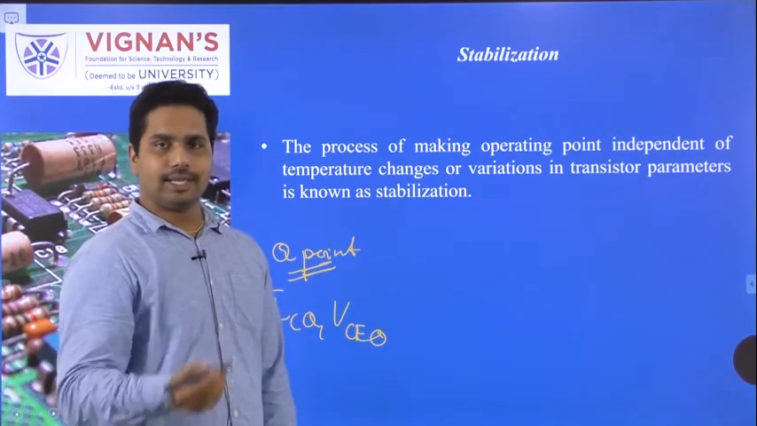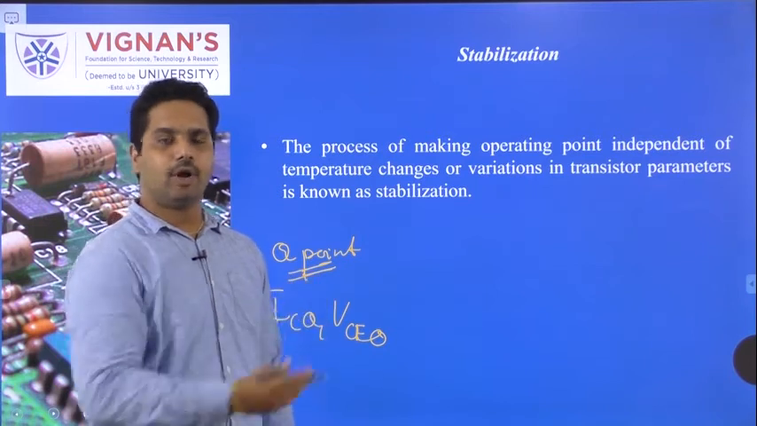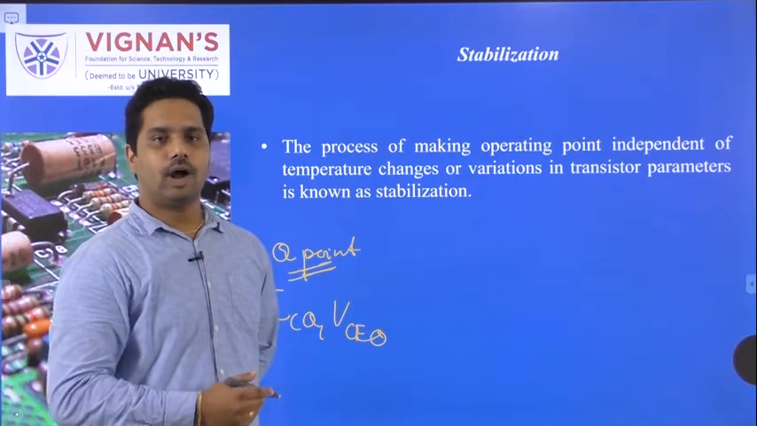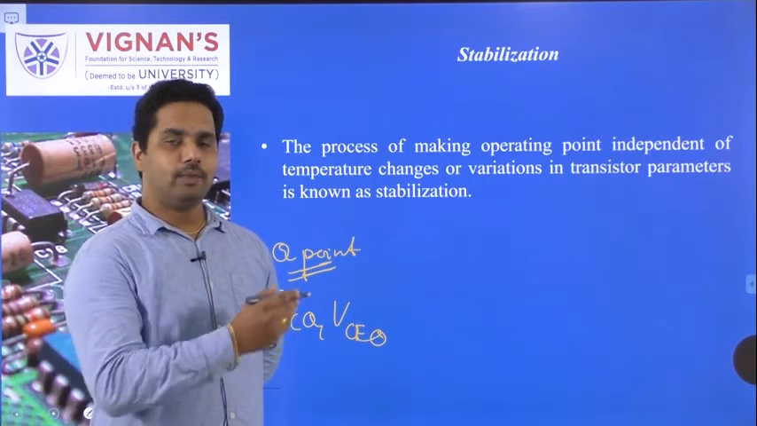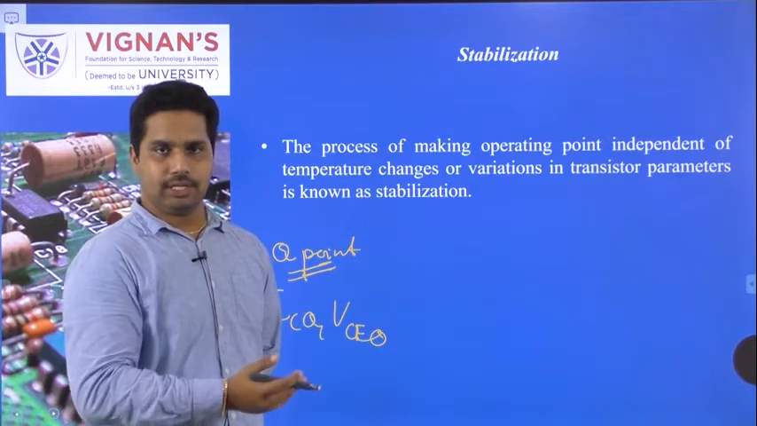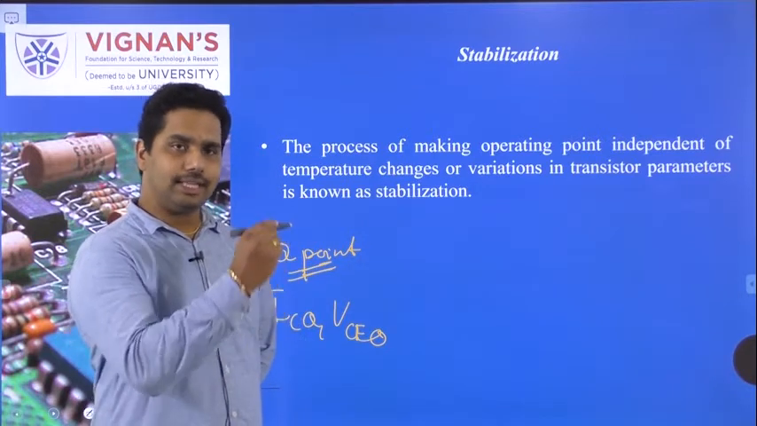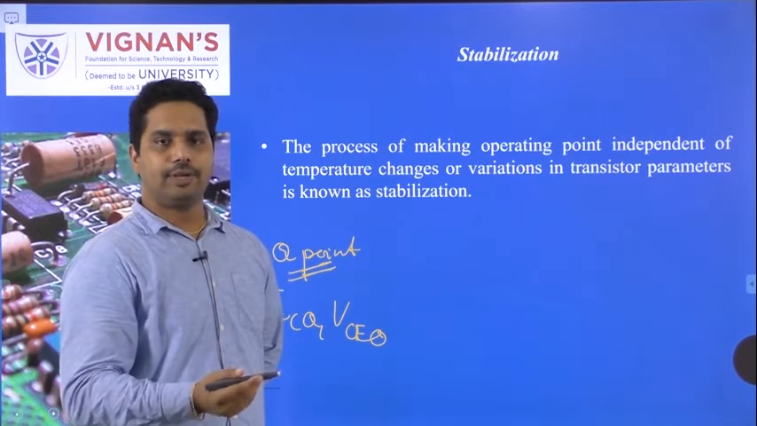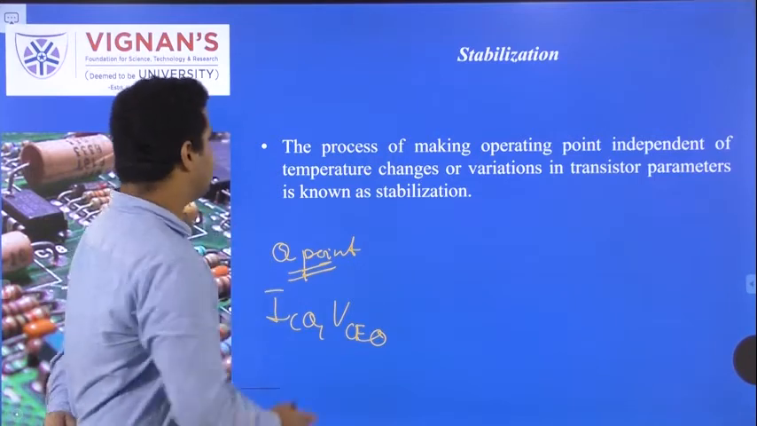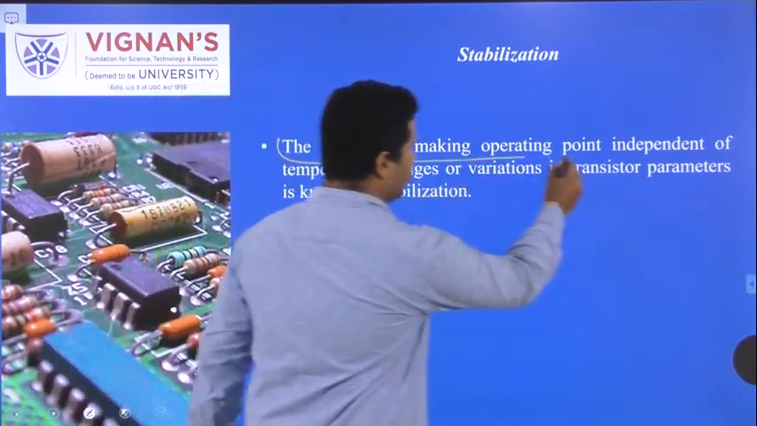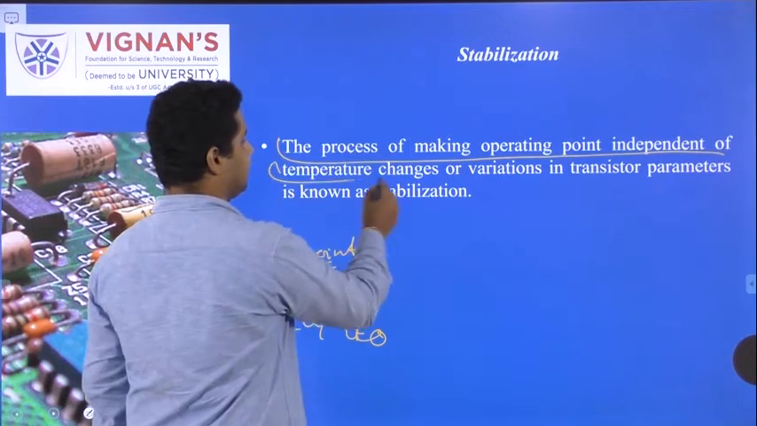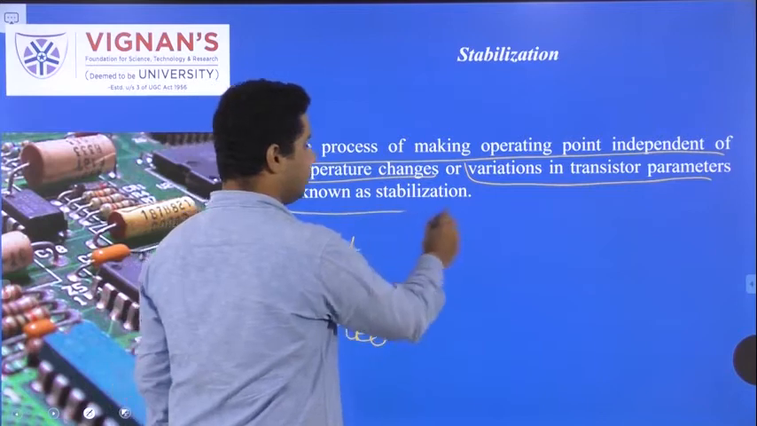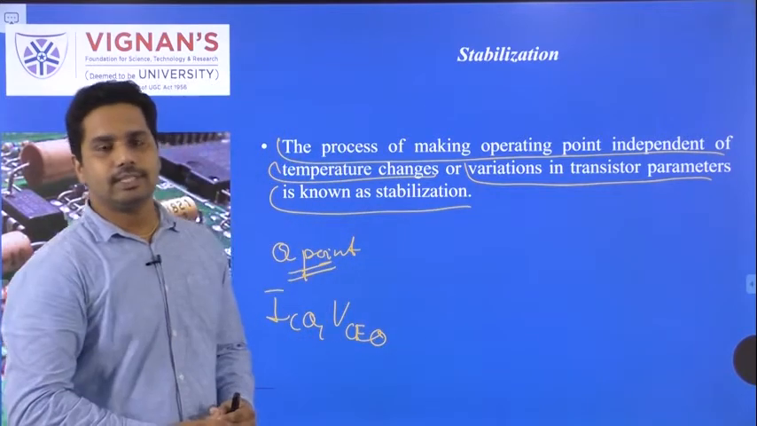But because of some other reasons, again this Q point is varying, then what will happen? Again, you won't be having this faithful amplification, right? Distortions will come to the output signal. So once the Q point is achieved, we have to make sure that it stays at the same point only. It is not changing because of any changes, especially temperature changes. Okay. So the process of making the operating point independent of temperature changes or variation in transistor parameters is known as stabilization.